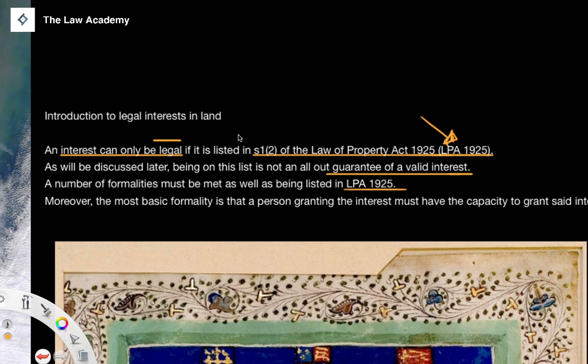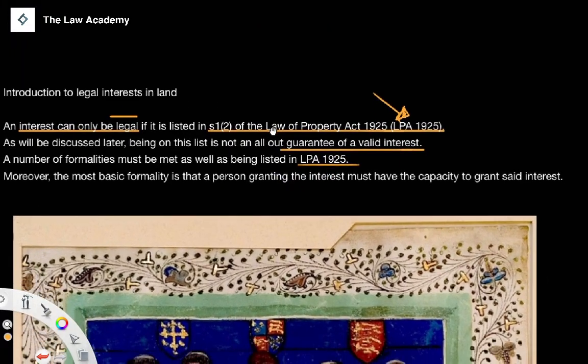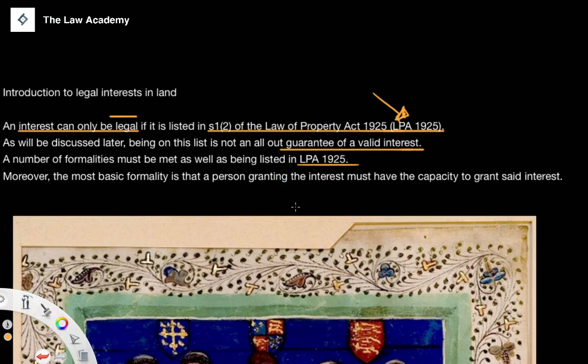There are a great number of listed interests in land that we can talk about, but the first formality that really is quite universal across all of the interests in land is that a person granting an interest in land must have capacity to grant said interest, which is almost common sense. If you want to grant an interest in land, you must have the capacity to do so.